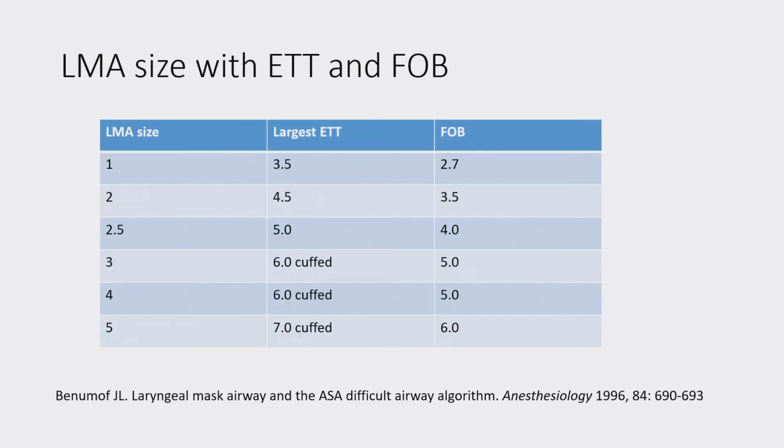This table shows the size of the LMA with the largest ET tube that it can accommodate and the size of the fiber optic bronchoscope that can be used. For example, for size 2.5 LMA, we can use a size 5 endotracheal tube and a size 4 fiber optic bronchoscope.